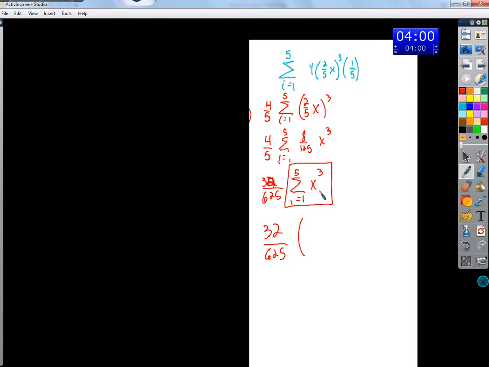There's a formula here. It says we can just take n, okay, n is 5, right? 5 squared times 5 plus 1 squared over 4. If we're trying to add up the cubes, we just take this, as long as it's from 1 to 5, not from 0 to 5, not from 2 to 5, but from 1 to 5. We take 5 squared, 5 plus 1 squared, divide by 4. That's going to find this sum.